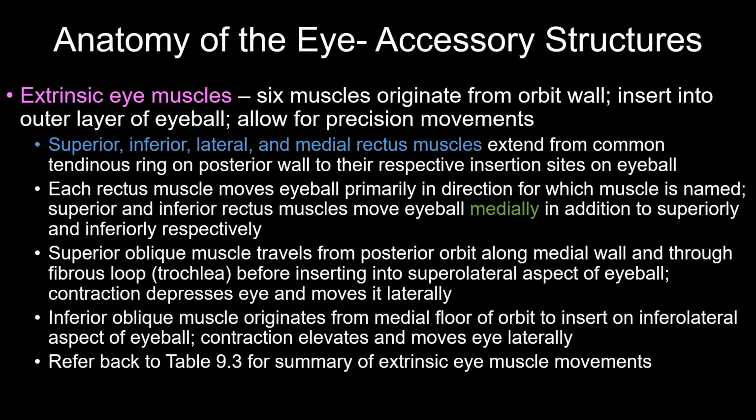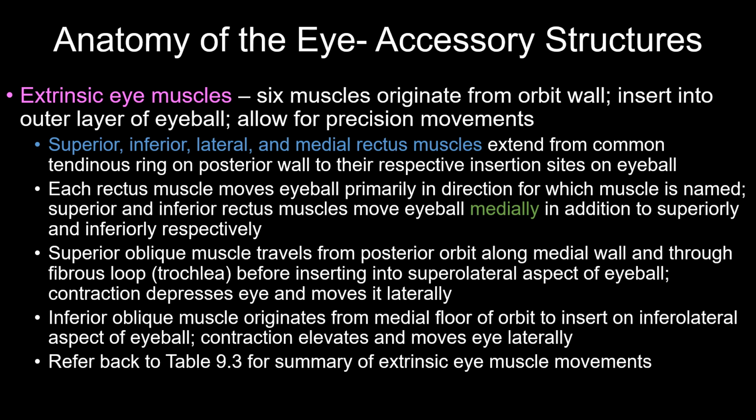The medial and lateral rectus muscles insert into the medial and lateral aspects of the eyeball, respectively, and move it medially and laterally, respectively. Medial moves it medially, lateral moves it laterally. Then you have the oblique muscles.